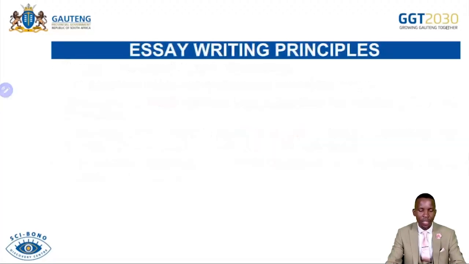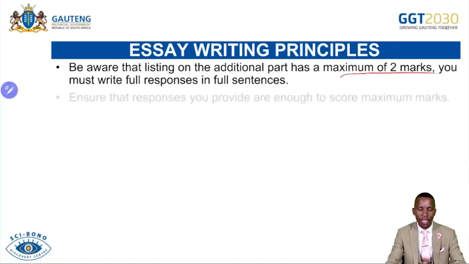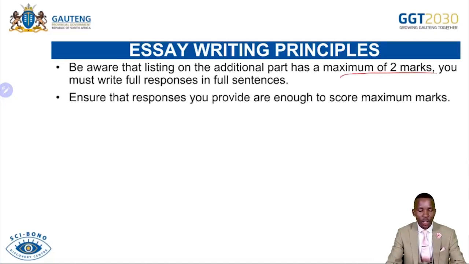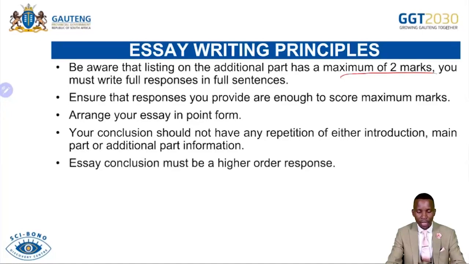And then you have your mere listing. We continue. Be aware that listing on the additional part will give you maximum of 2 marks in there, because we are allowed to simply write in full sentences, giving the clear response. Ensure that responses you provide are enough to score maximum marks in there. And then arrange your essay in the point form. Your conclusion should not have any repetition of either introduction, main part, or additional part. And then essay conclusion must be the higher order response.